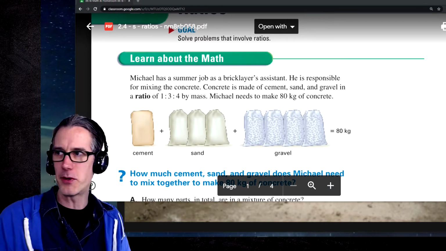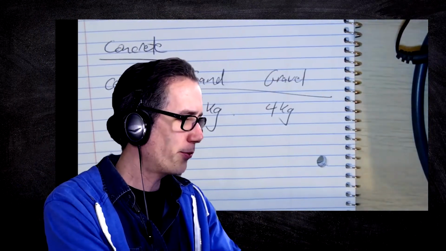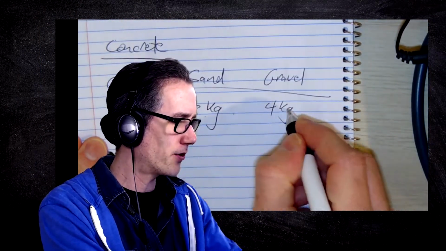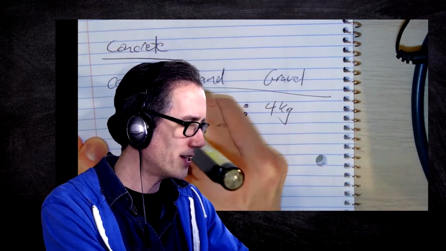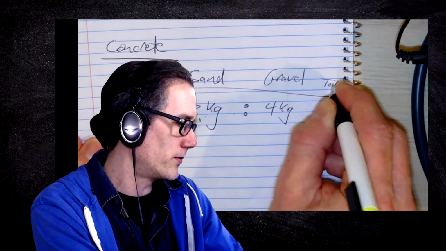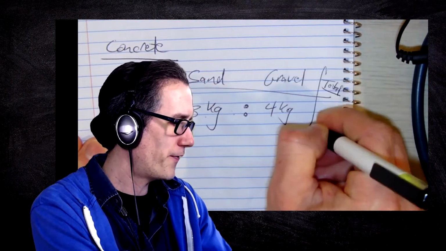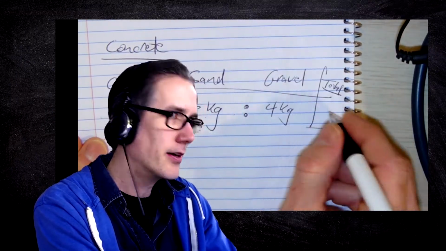So I'm gonna jump over to our document camera and we'll take a look. So here we've got 1, 3, 4. Add them all together. These are all the ratios. And our final recipe, it's like an unstated total, right? So our total, if I added all these in a bucket, a big bucket, would be 8 kilograms.